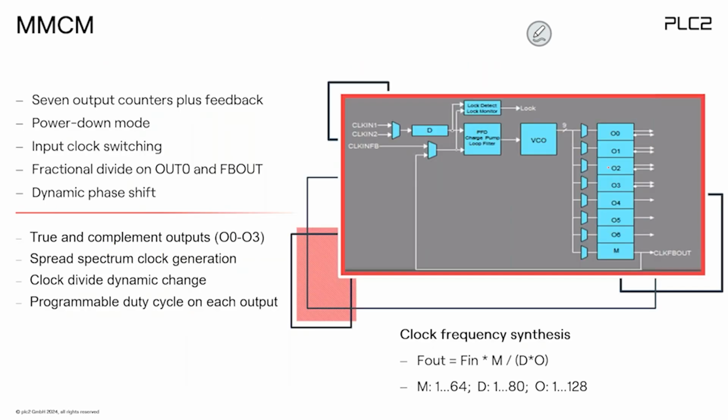So you use the MMCM, for example, to input a clock here and then generate different clocks, with different phases and different frequencies, synthesized up or down. The relationship is: the output frequency is the input frequency multiplied by M, divided by D times O. M, D and O are integer values, and by playing with the different values, you can synthesize a lower or higher frequency. So this is the MMCM, a digital version of clock management.